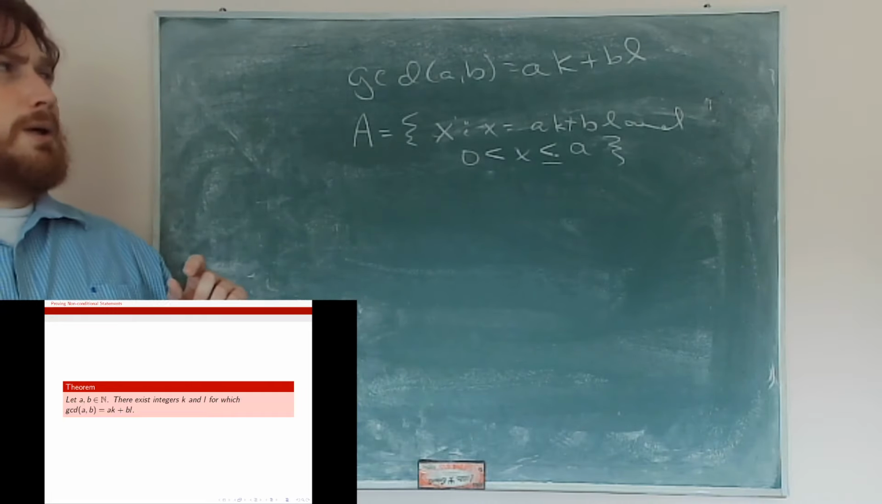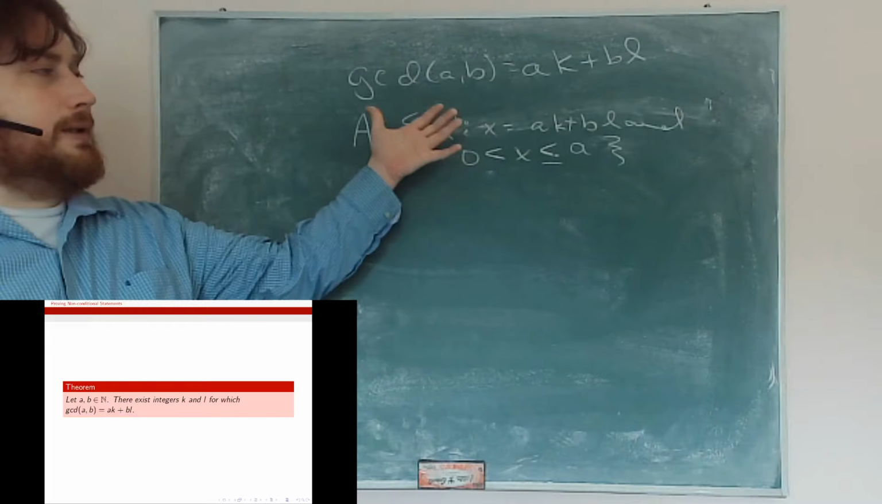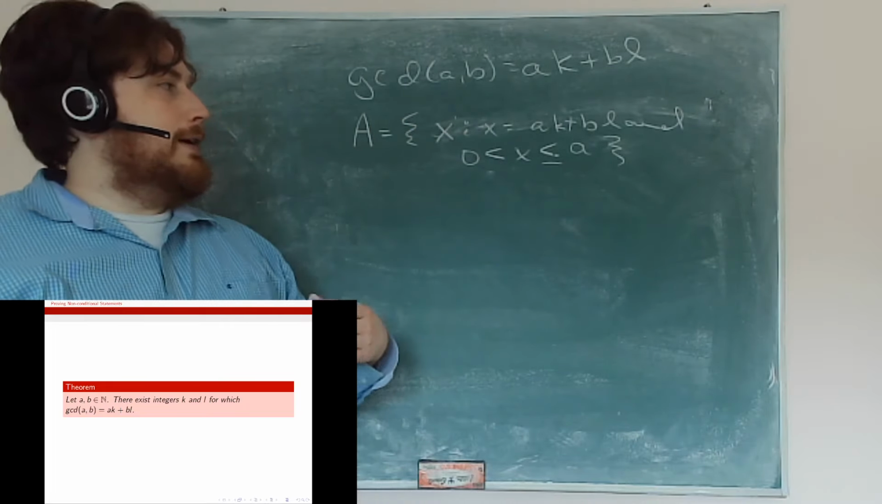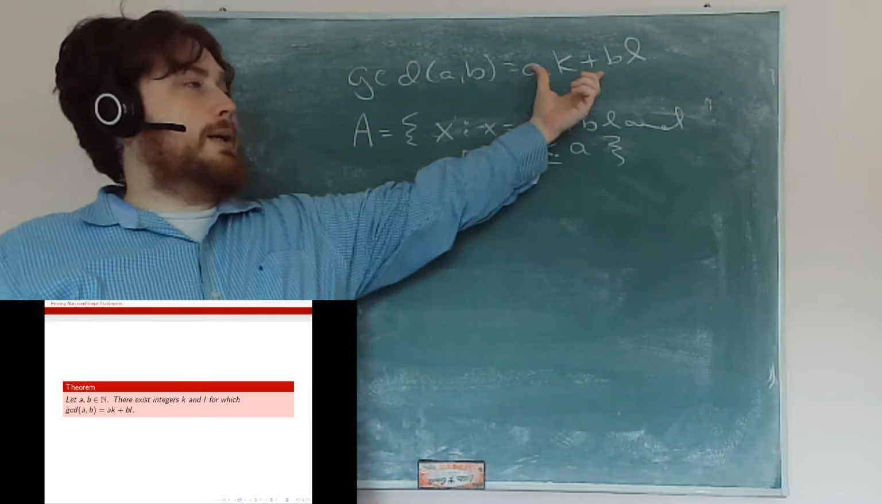That seems like a roundabout way to prove that it looks like it, but the idea is I'm going to take all the things that look like this that are in between 0 and A, and I have to show this is in here, so I get out this.